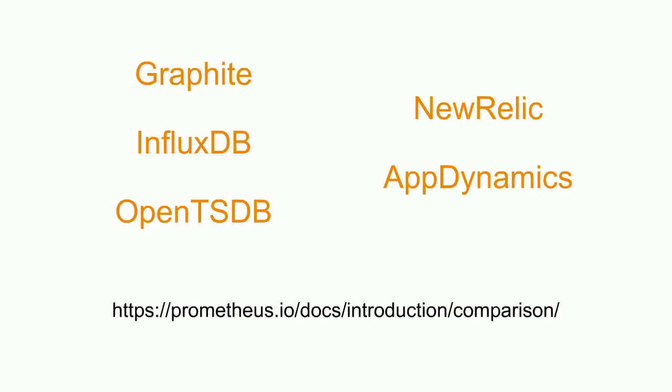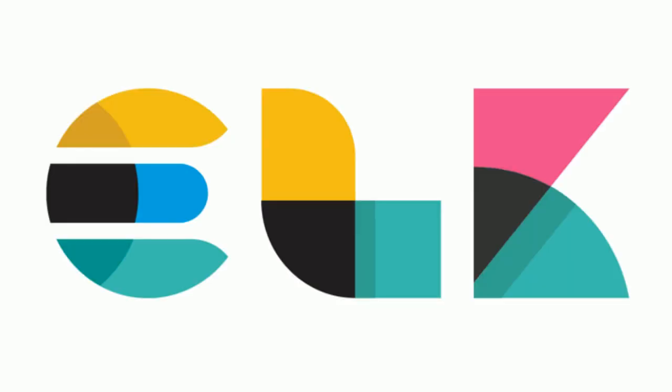Then some alternatives here. You got Graphite, InfluxDB, and OpenTSDB. There's a comparison website listed there if you want to know what's really the difference with Prometheus. But it really comes down to Prometheus being a full-blown solution, which is similar to New Relic and AppDynamics, but New Relic you have to pay for, and AppDynamics has a free and premium model. So you should really compare those solutions. Okay, so let's continue.